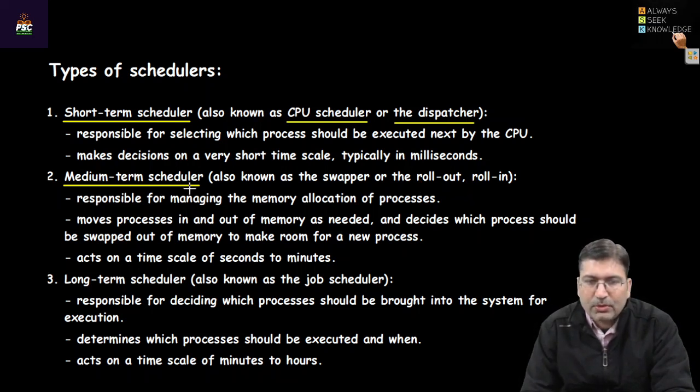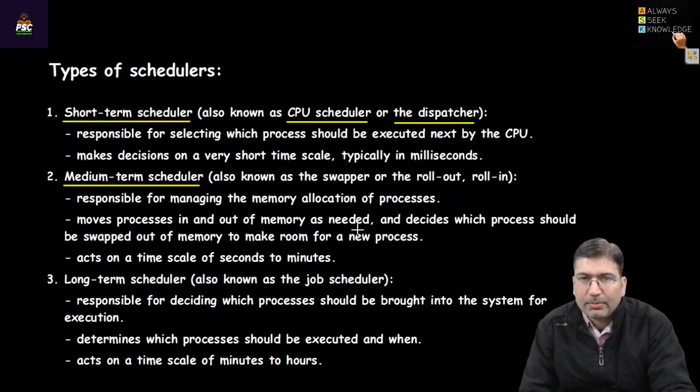The medium-term scheduler works on the waiting queue or blocked queue. So it is responsible for managing the memory allocation of processes, moving processes in and out of memory as needed. It can bring a process into memory or it can take processes out of the memory, and decides which process should be swapped out of the memory to make room for a new process.